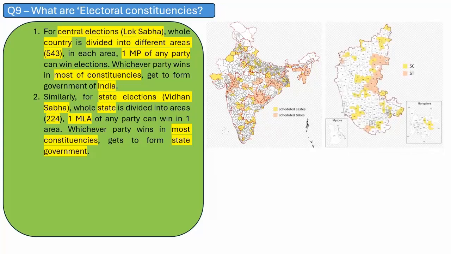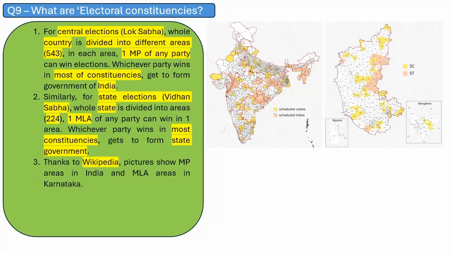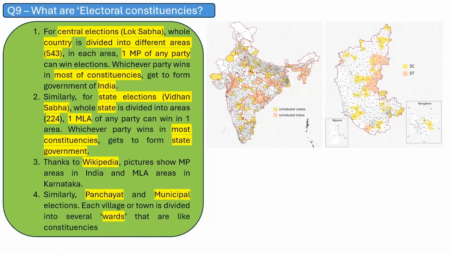That is for Karnataka. For other states, it might be a different number. But for Karnataka, the state is divided into 224 areas, and one MLA of any party can win in each of the areas. Whichever party wins most of the constituencies gets to form the state government. Thanks to Wikipedia for the pictures to show MP areas in India and MLA areas in India.